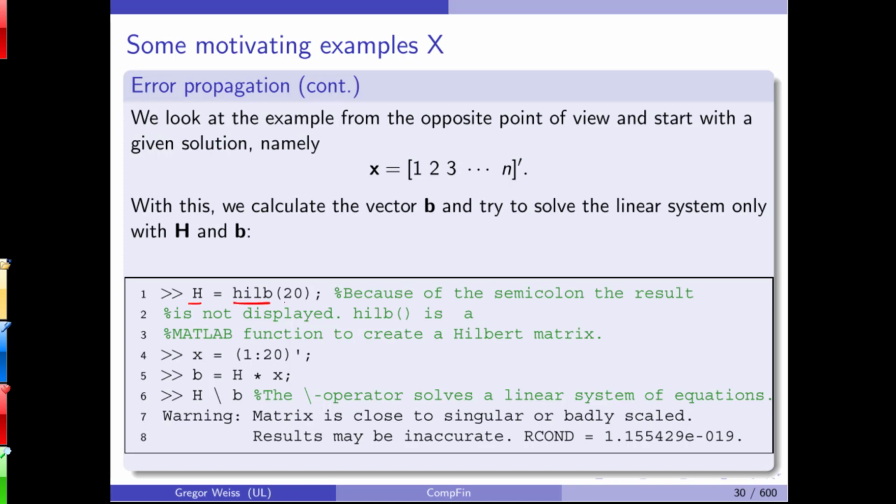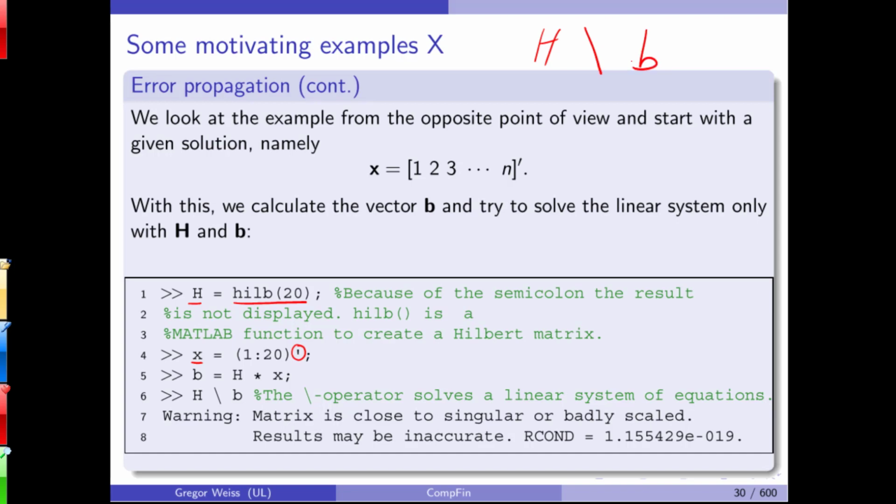H is Hilb 20. It's a 20-dimensional Hilbert matrix. X is a vector. That's why it's written in parentheses. This transposes the vector. 1 to 20 means that we are filling this vector with numbers 1, 2, 3, 4, 5 up until 20. And that's what I mean with reverse engineer. B is h times x. And then I try to solve for this vector x again by writing h backslash b.